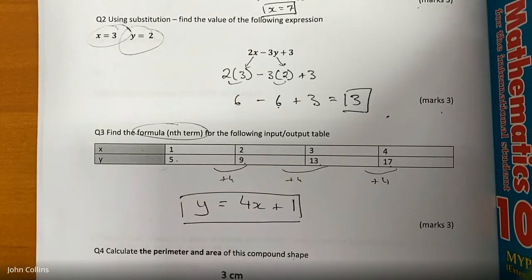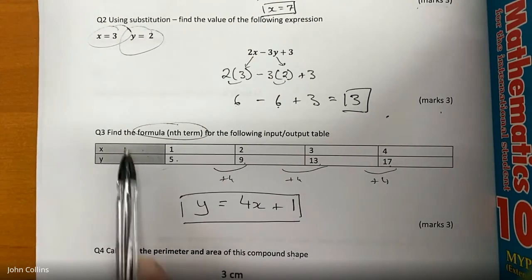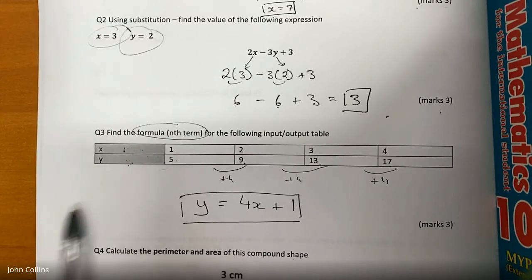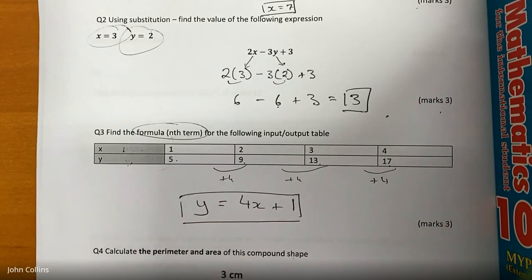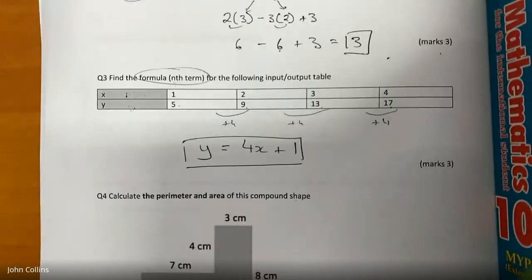Okay, so y is equal to 4x or 4n plus 1, either is okay. These are x's and y's, so you probably should use x's and y's, but it does say the nth term, so you can use n as well. Okay, so either is fine. Okay, good. A lot of people got that.